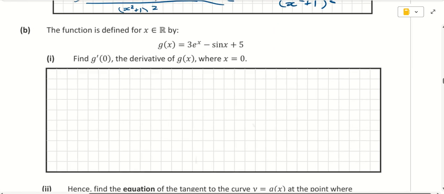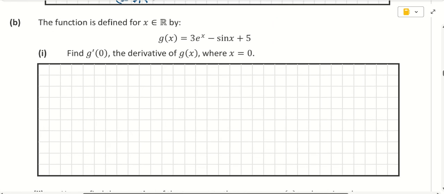Now let's go to the next function. The function is defined for x a real number by this. Find g prime of 0, the derivative of this, for x equals 0. That just means you have to find the derivative first and then sub in 0. So let's do this together now.